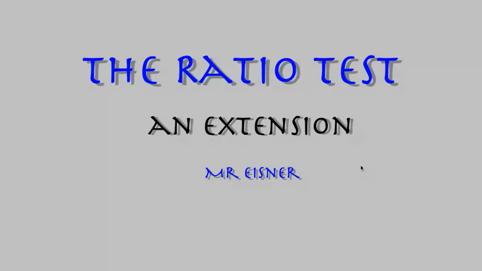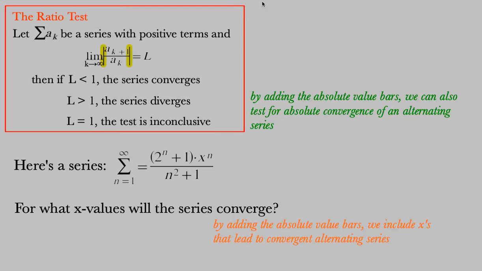All right, we are going to look at an extension of the ratio test with one example before we get to the very last topic of the year. So here we go. And the extension basically adds absolute value bars to the ratio test. There's a couple reasons that we would want to do this. It's the same ratio test we saw before with the addition of the absolute values.